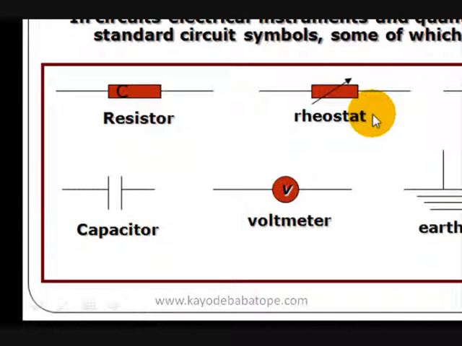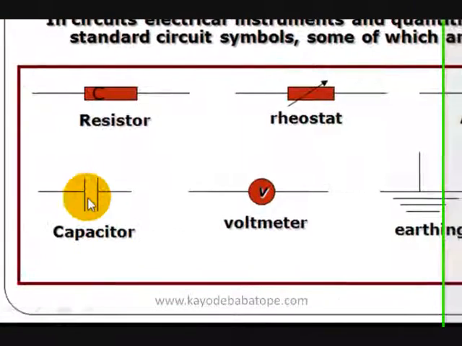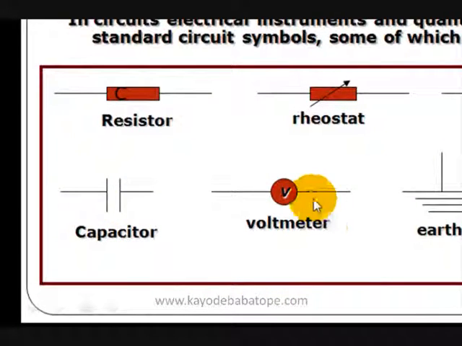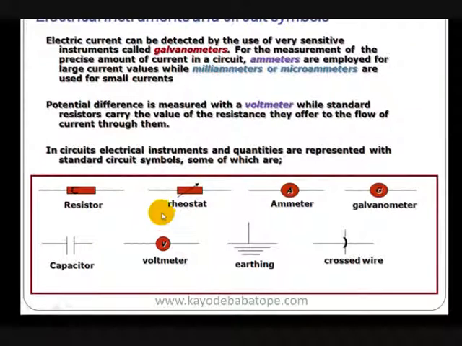We have standard resistors and we have variable resistors whose resistance can be varied, and a special type of variable resistor is the rheostat. This is the ammeter with symbol A. This is the galvanometer for detecting the flow of current, ammeter for measuring the precise amount of current, capacitor, voltmeter, V, earthing, and then crosswire. So these are some electrical instruments and circuit symbols.